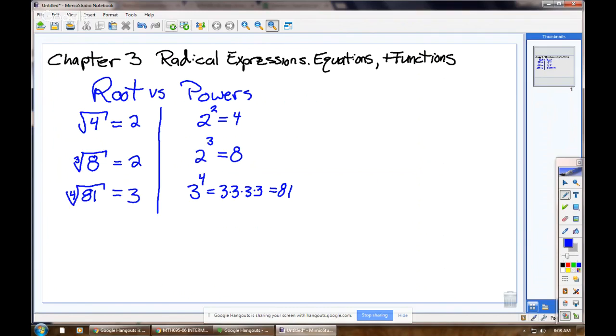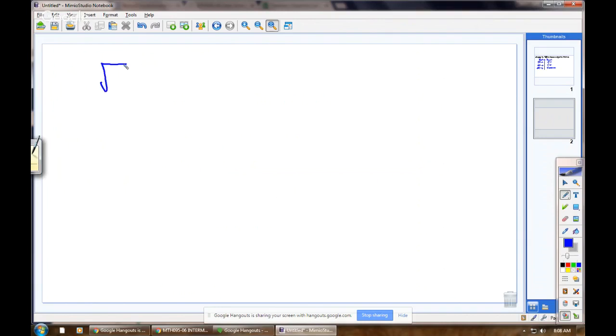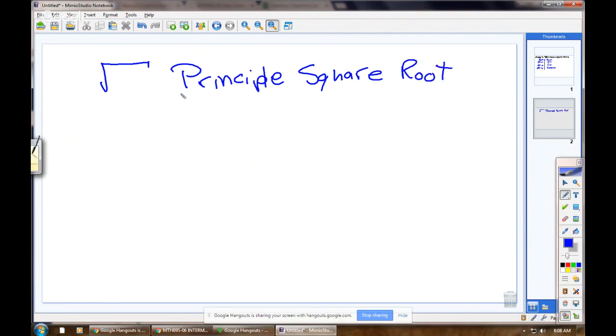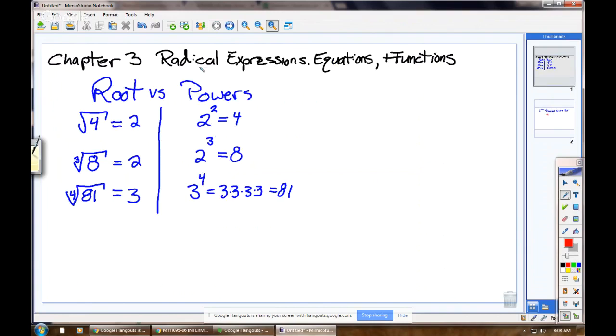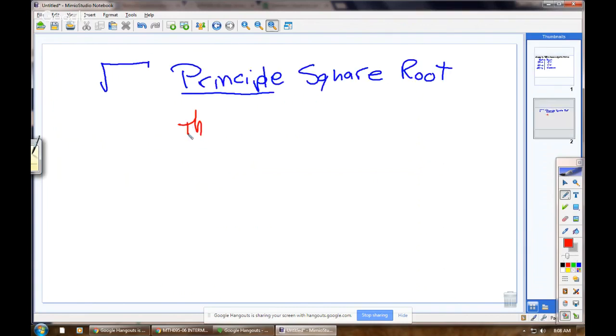Another important idea is this symbol right here. This symbol is called the principal square root. It's got the name principal because it turns out there's another square root, and it's called the other square root. You might ask, what is the other square root?